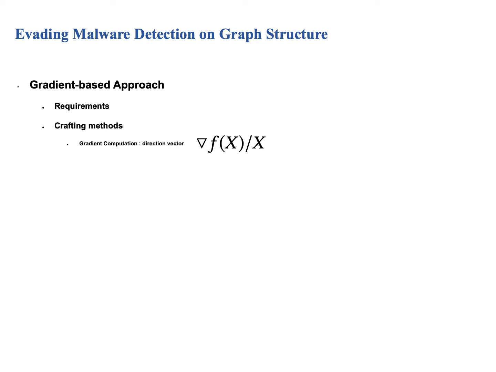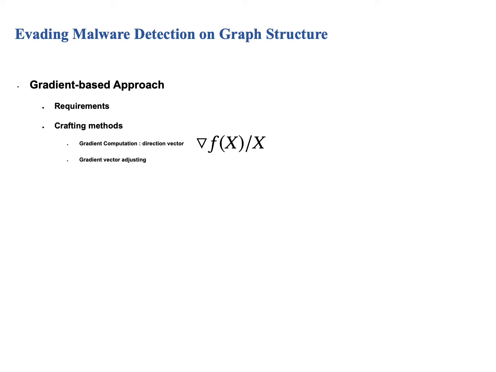But here, unfortunately, for the graph-based way, we cannot get the gradient directly, which can be used for adversary noise crafting, because our objective function is not continuous. Here we define another thing, which is the direction vector. The direction vector has the same direction as the gradient.